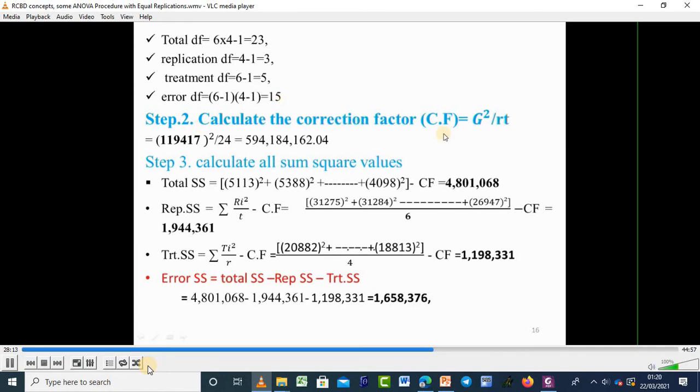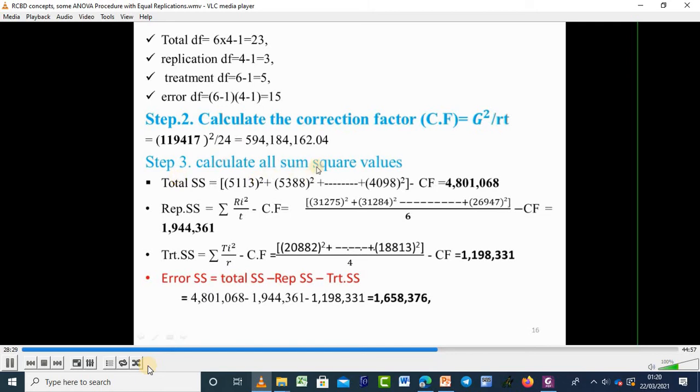The second step calculates the correction factor, CF, by squaring the grand total and dividing by the number of replications times treatments, and we will have this much value.